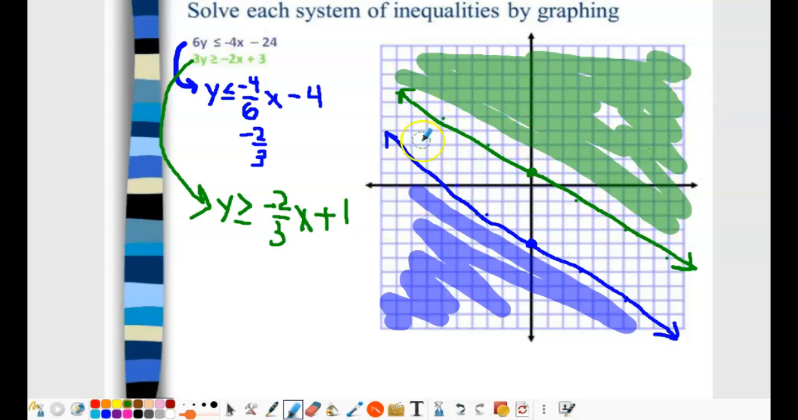If you graph two lines and the shading does not overlap, then it is no solution. Because what that means is that there are no points that make both equations true. And the whole overlap of the concepts and the graphs is that where they overlap make both equations true. Good.